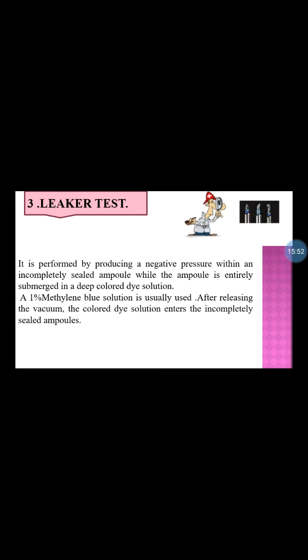Okay, now we will move towards the Leak test. It is performed by producing a negative pressure within an incompletely sealed ampule while the ampule is entirely submerged in a deep colored dye solution. A 1% methylene blue solution is usually used for this test. After releasing the vacuum, the colored dye solution enters the incompletely sealed ampule, if there is a leak.